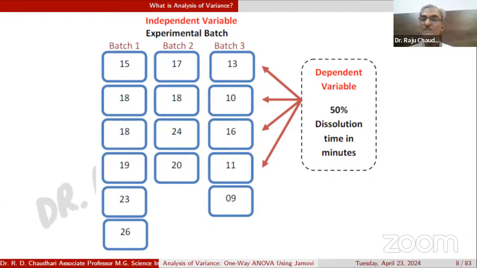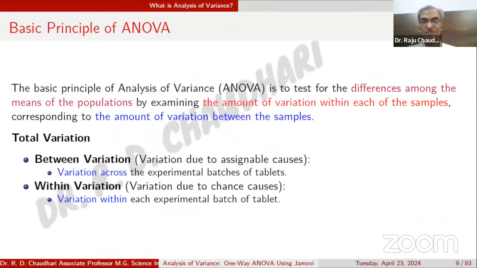In one-way classification, one-way ANOVA, we have one dependent variable, which is always a scale variable. In our example, it is 50% dissolution time in minutes. That is the dependent variable, and that depends on the batch: batch 1, batch 2, batch 3. So the experimental batch is our independent variable.